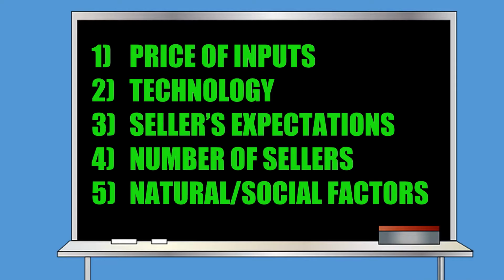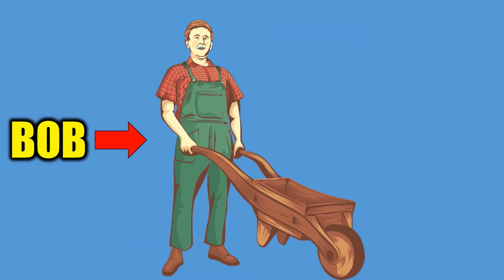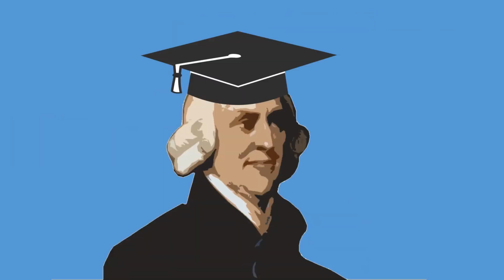Many of the important factors that cause shifts in supply are the prices of inputs, technology, the seller's expectations, the number of sellers in a market, and natural/social factors. To explain these factors, we'll have a farmer called Bob who sells beef.